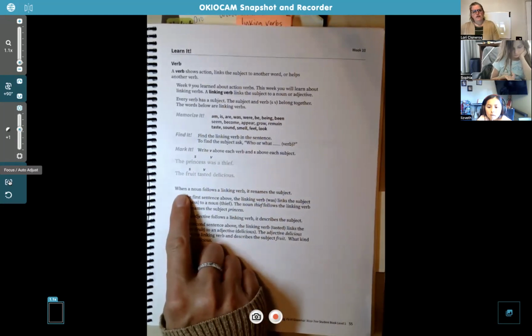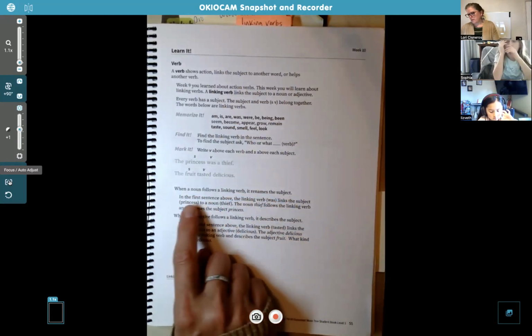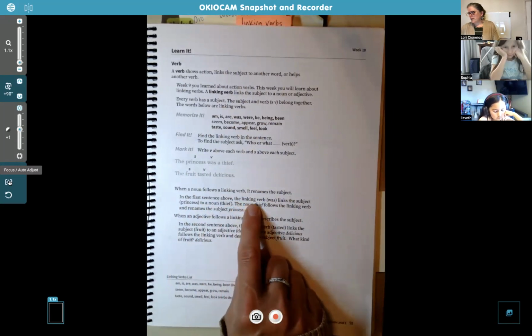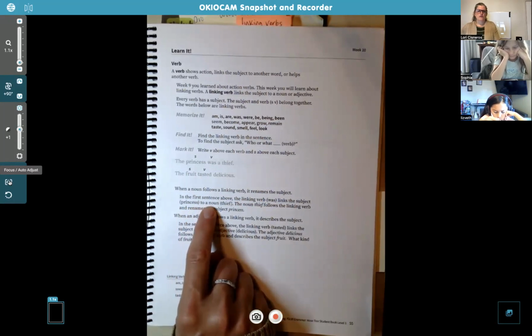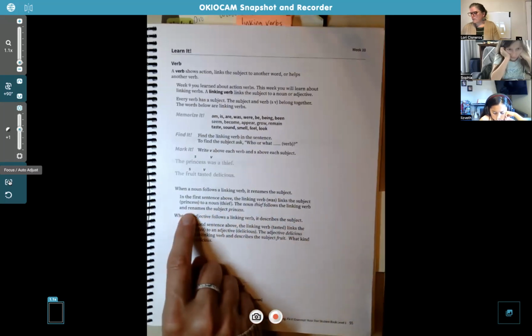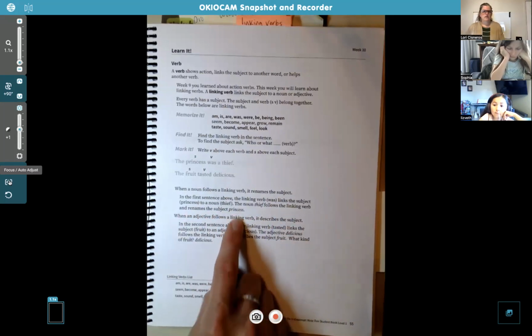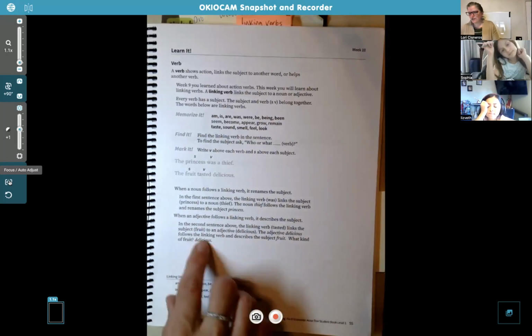Okay, right here it says, when a noun follows a linking verb, it renames the subject. In the first sentence above, the linking verb was links the subject princess to a noun thief. The noun thief follows the linking verb and renames the subject princess. So basically it's saying that the word princess and thief can be used to talk about the same person. So you can either call her a princess or you can call her a thief. That's not good though. Hopefully she learns her lesson.